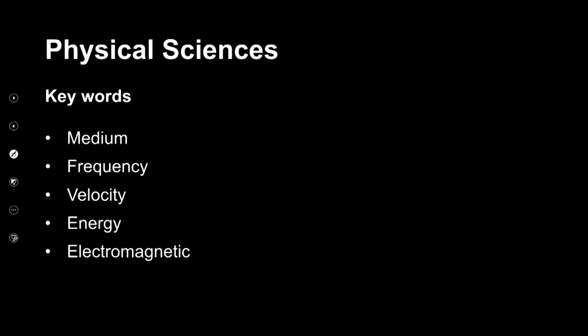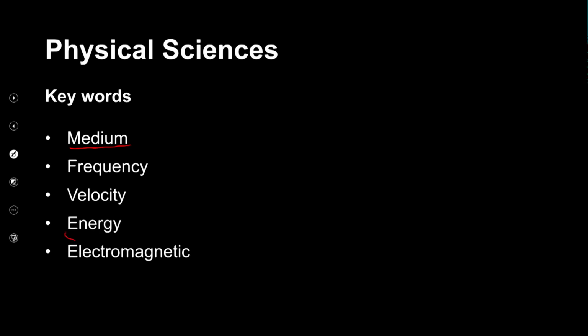Before we begin though, let's have a look at some key words to make sure we are familiar with them. The first word is medium. It's one you should be familiar with from your previous work in waves, and not one you confuse with the type of steak that you buy at your local Spur. The medium in physics is the substance through which a wave passes. It is the substance through which the energy is transferred.